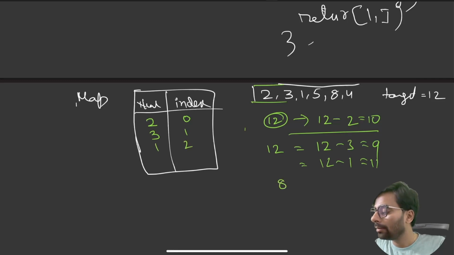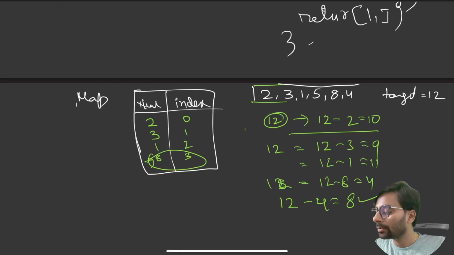Then I will reach 8. For 8 to reach 12, what I need is 4, but I don't have 4. So I'll just store 8 here, and then now I have 4. So what do I need to reach 12? I need 12 minus 4, that is 8. So I need 8. Here I'll see in the map that I already have 8.